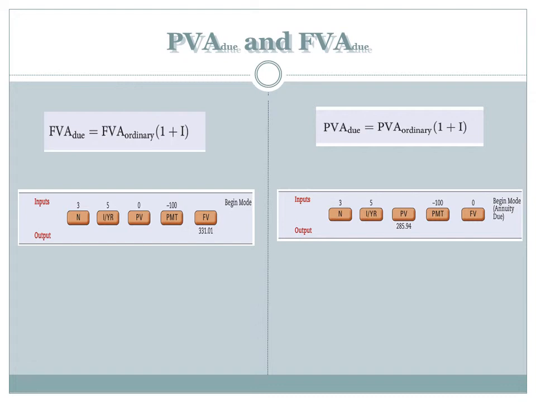Similarly, we can use the formula. The future value of an annuity due is equal to the future value of an ordinary annuity times 1 plus the interest rate. The present value of an annuity due is equal to the present value of an ordinary annuity times 1 plus the interest rate. Also, you can use your financial calculator, the appendix tables, or the Excel spreadsheet.